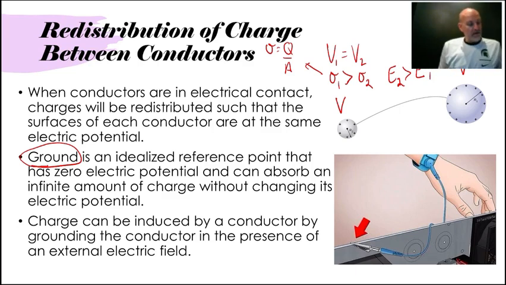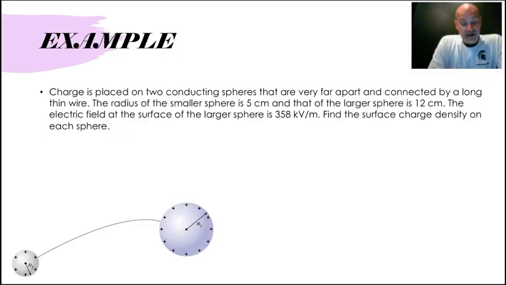All right, let's look at an example problem using this. There's going to be a lot of algebra, and you can do some different variations of this solving. There's that same picture we just had. We have a charge placed on two conducting spheres that are very far apart and connected by a long, thin wire. The reason I say very far apart is that they don't individually affect each other. The radius of the small sphere is 5 centimeters and the larger one is 12 centimeters. The electric field at the surface of the larger one is 358 kilovolts per meter. Now we're going to find the surface charge density on both spheres.